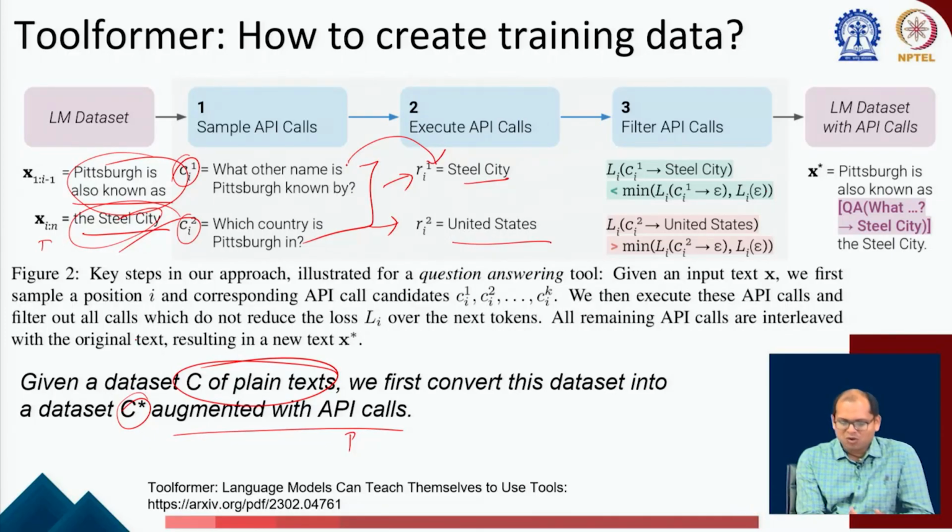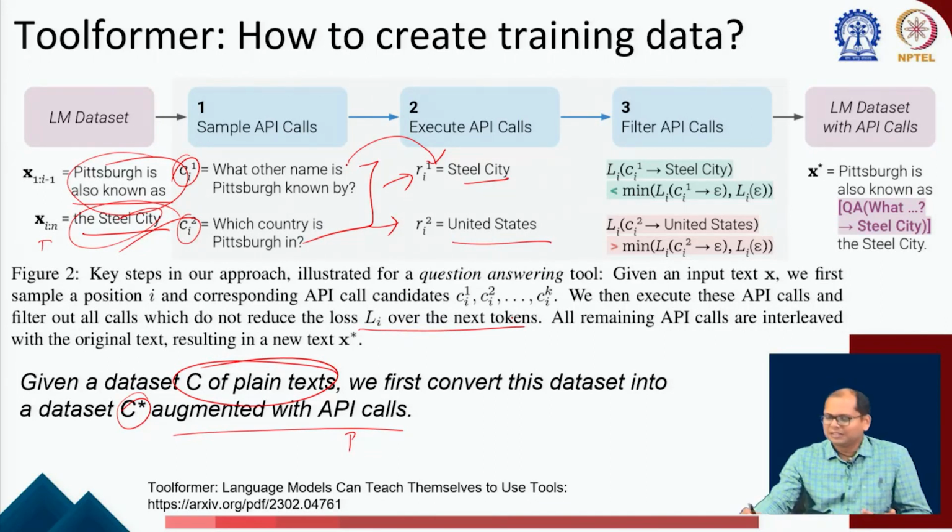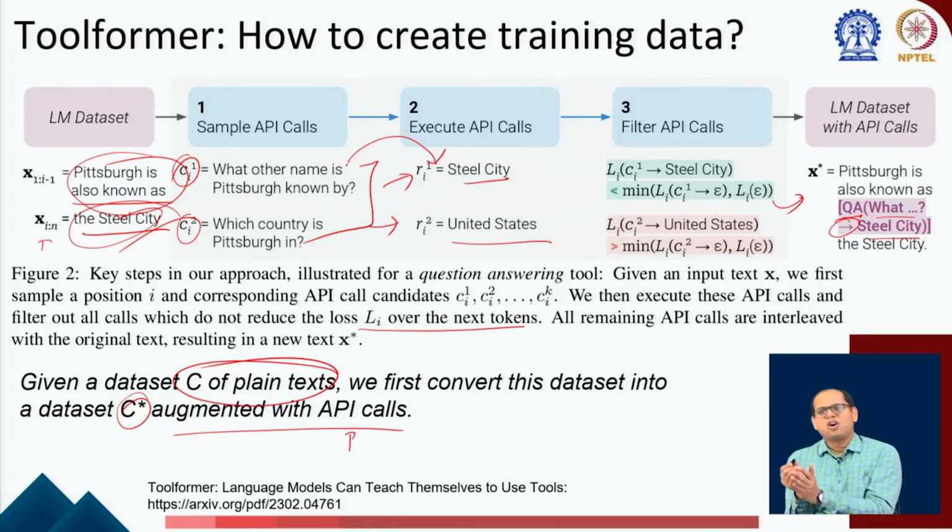So we filter out the calls which do not reduce the loss over the next tokens. You should reduce the loss over the next tokens by putting this as a prefix. That's how they sample, and whichever calls actually reduce the loss, they keep in their data set. They will augment the original sentence 'Pittsburgh, also known as' with an open bracket, a QA API call, the actual question as input, and the right arrow, followed by the output, Steel City. Now this is the augmented data set.